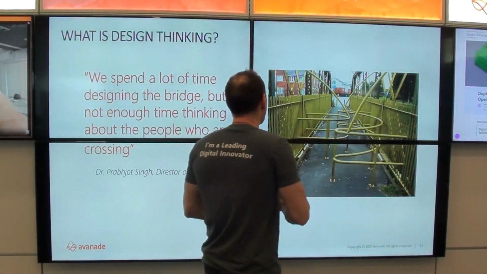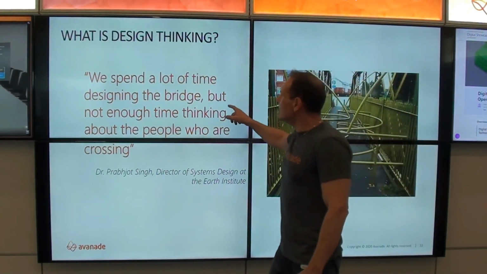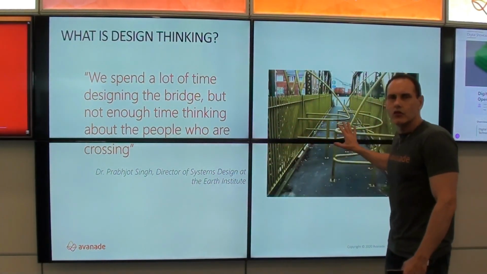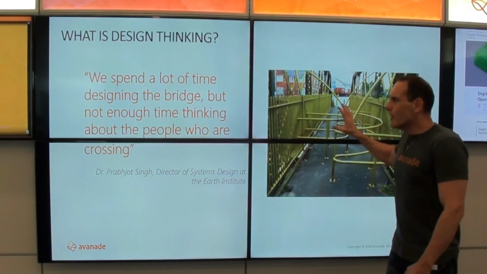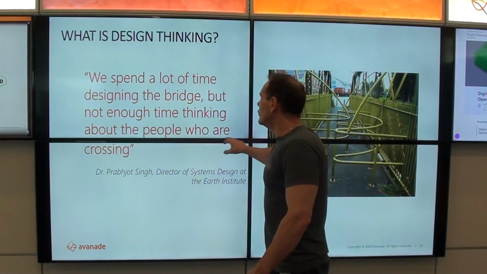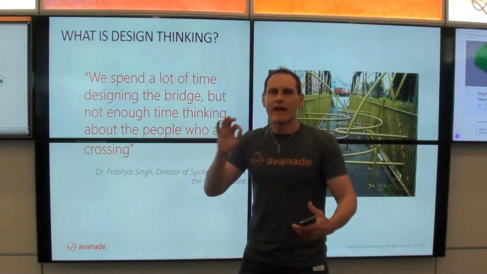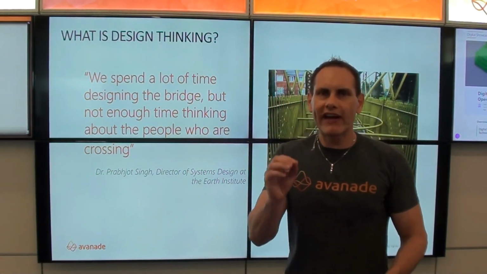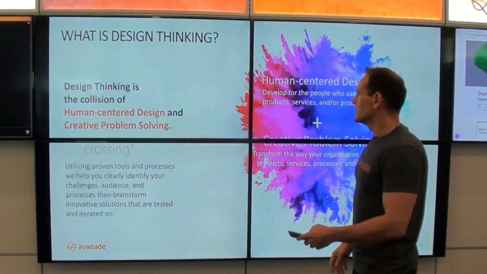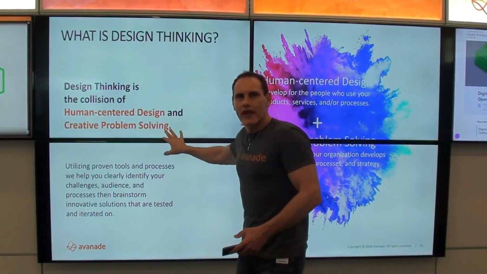And the takeaway is that those folks that did this spent a lot of time designing this contraption, designing this bridge, but they did not spend enough time thinking about all of the people who'd be crossing it, who'd be using it. And when we talk about design thinking, it's spending that time on the people who will use our products and for whom we are innovating, to make sure that what we're doing affects them in a way that leads to a positive experience. So as such, design thinking is the collision of human-centered design and creative problem solving.